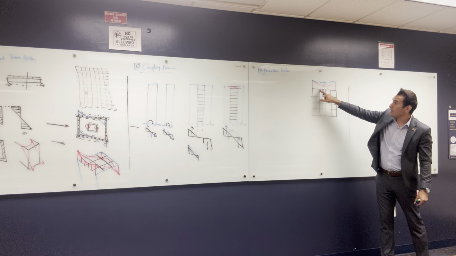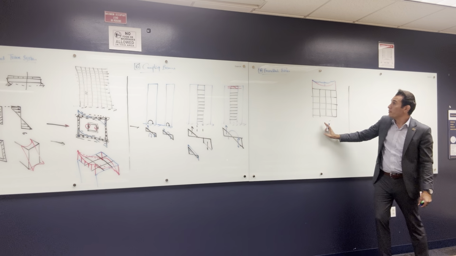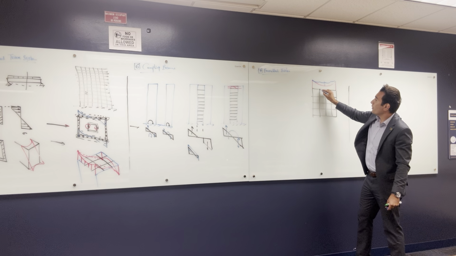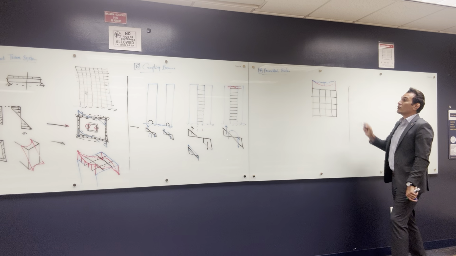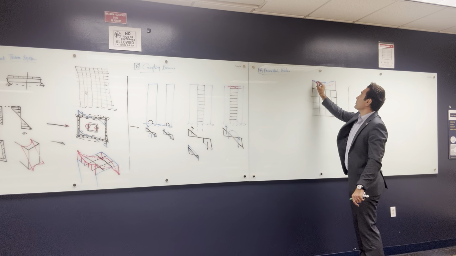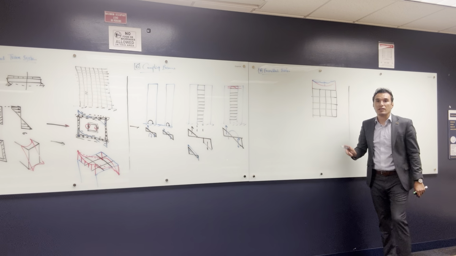Why? Because there's a very stiff element like a shear wall that increases the forces here. So it becomes something like this. So what is the perfect case? The perfect is like this, it becomes a straight line. That's the perfect, if there's no shear lag.